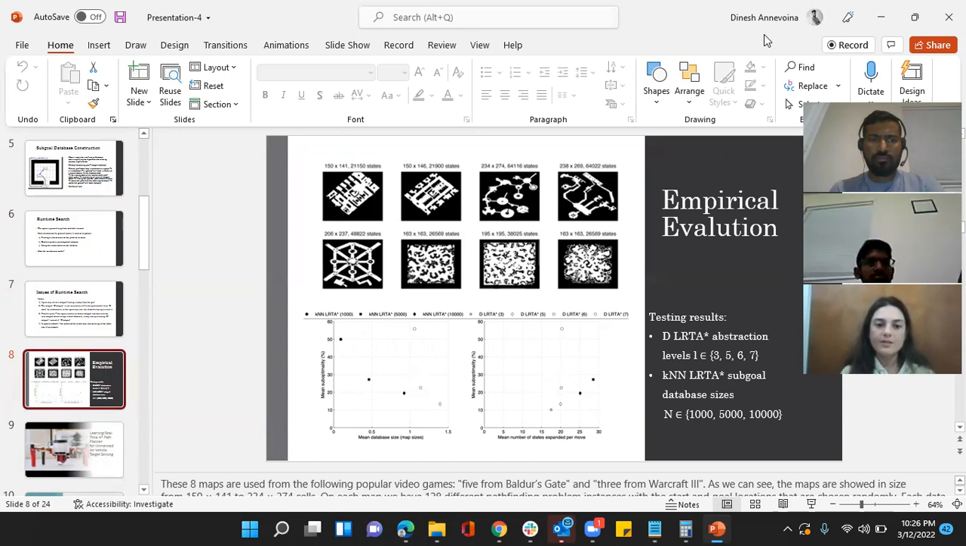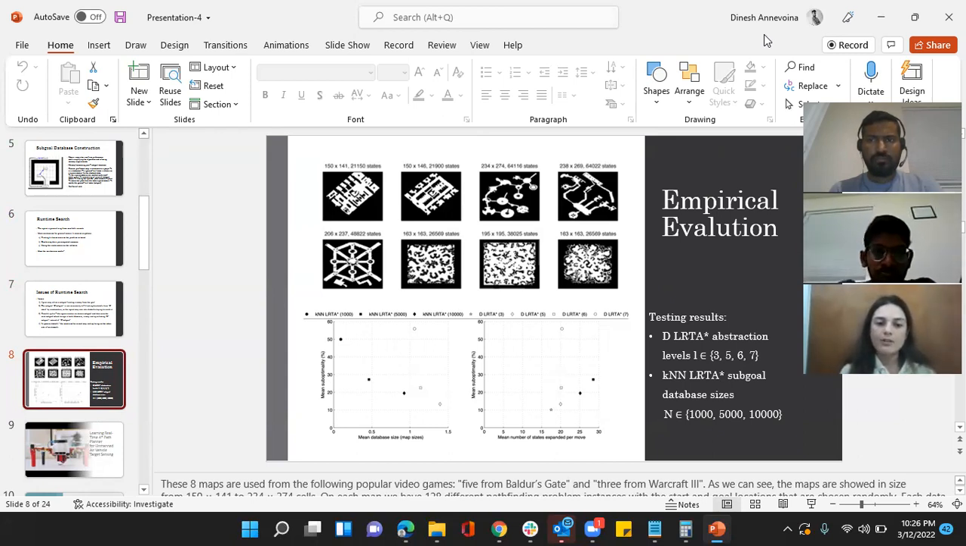So there are 8 maps that are used from popular video games. As we can see, on these maps are shown the sizes from 150 times 141 to 243 times 274 cells. On each map, we have 128 different pathfinding problem instances with the start and the goal location chosen randomly.